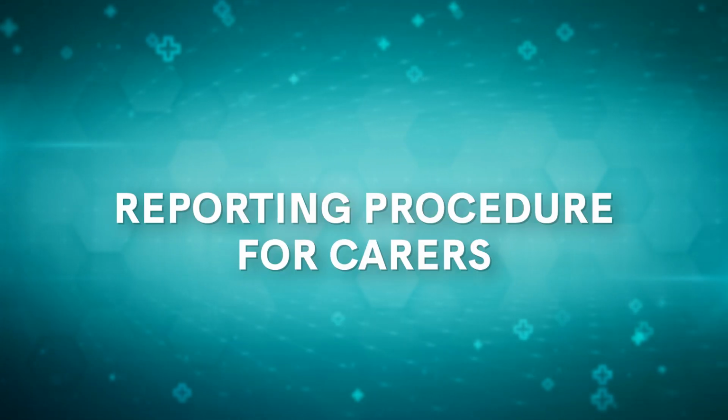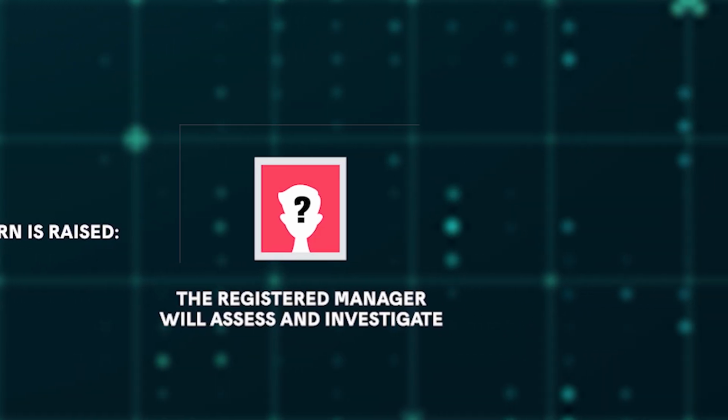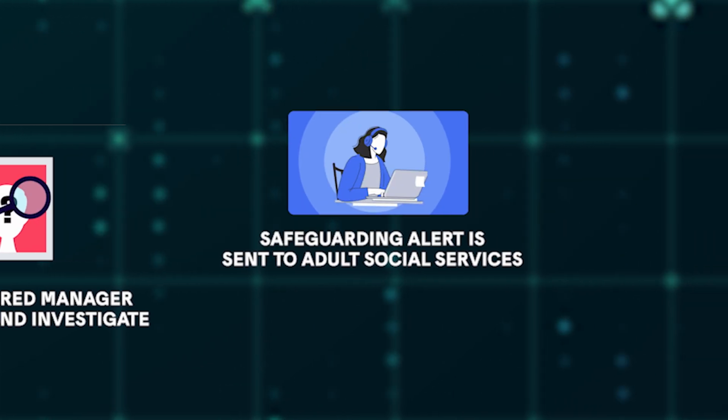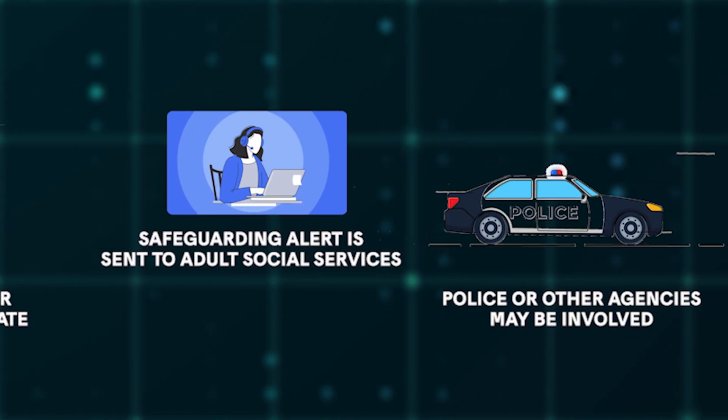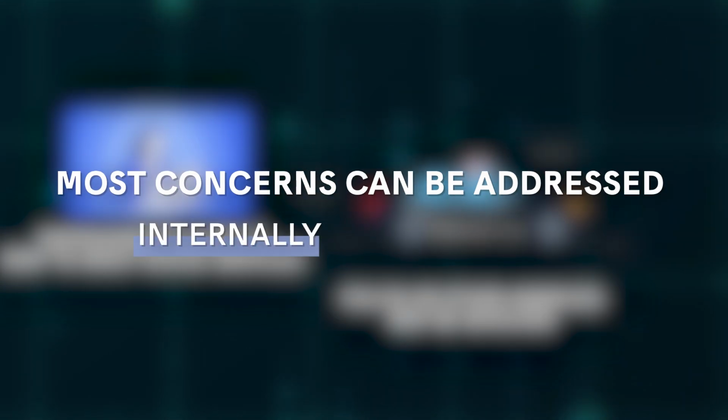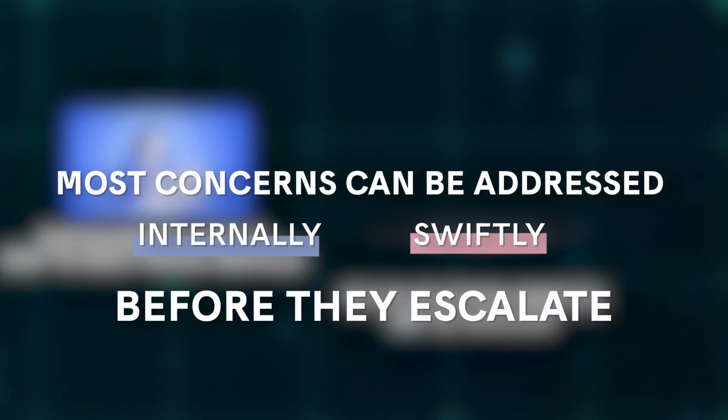Reporting procedure for carers. Once your concern is raised, the registered manager will assess and investigate. For serious matters, a safeguarding alert is sent to Adult Social Services. Police or other agencies may be involved. Most concerns can be addressed internally and swiftly before they escalate.